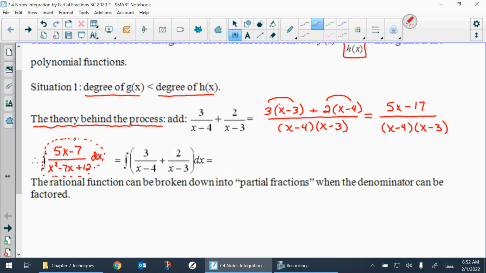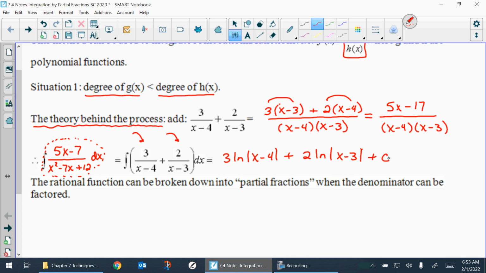But if I can break that into this fraction plus this fraction, I think I can find those integrals. I think I can call this 3 natural logs of the absolute value of x minus 4 plus 2 natural logs of the absolute value of x minus 3 plus c.